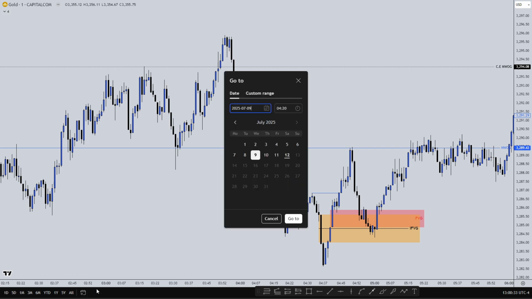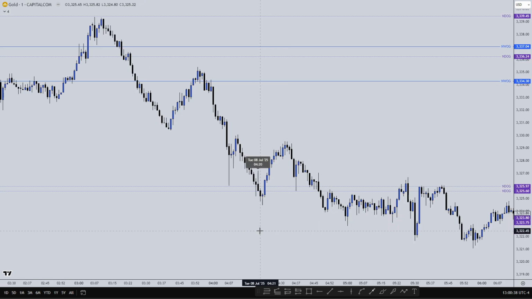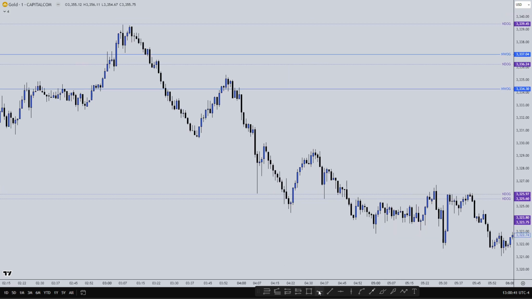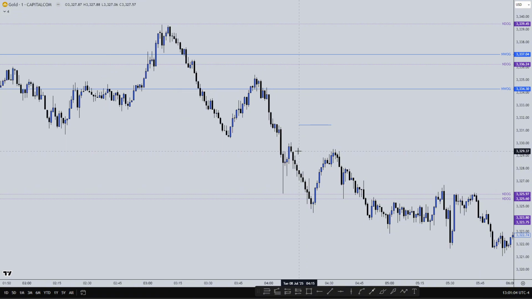Now let's go to Tuesday. Okay, so the prices here from 4:15 to 4:30. As I told you, normally there is an entry for the continuation, or most of the time it is for the opposite direction, but there is an entry.